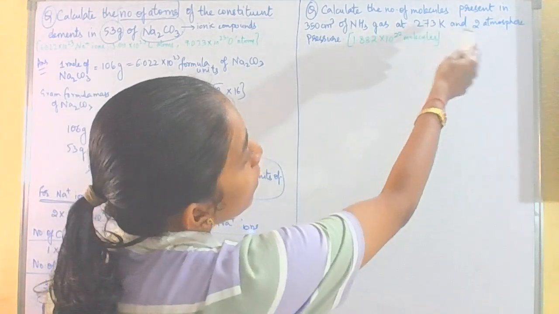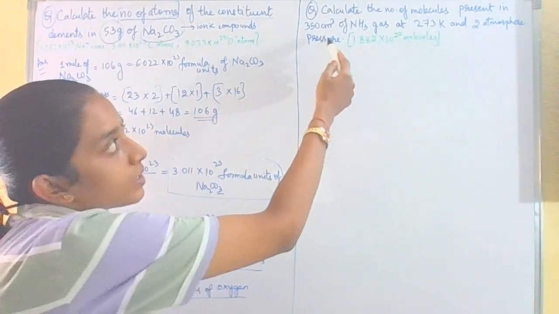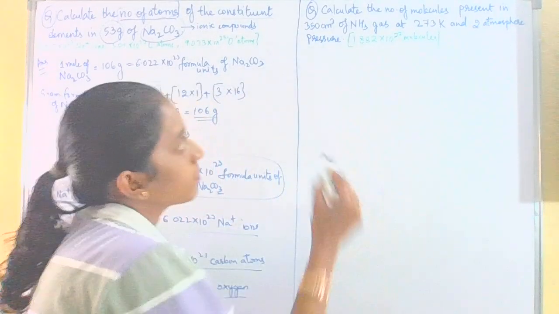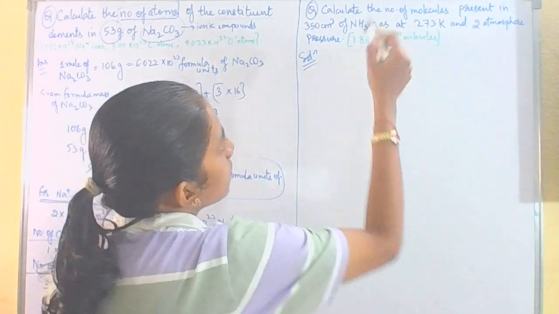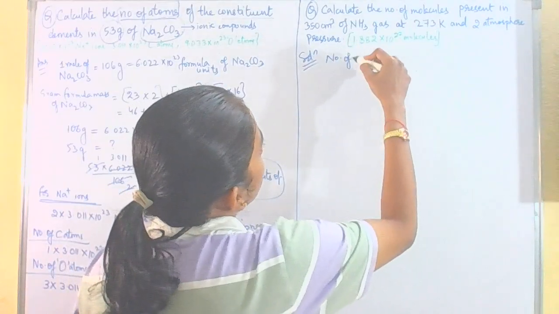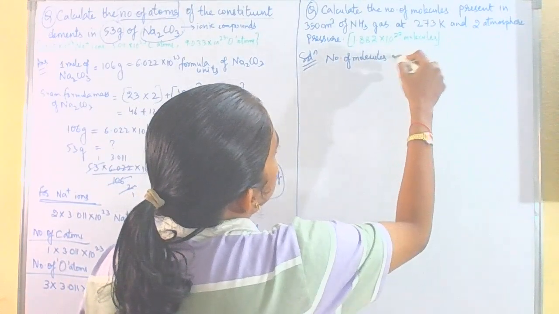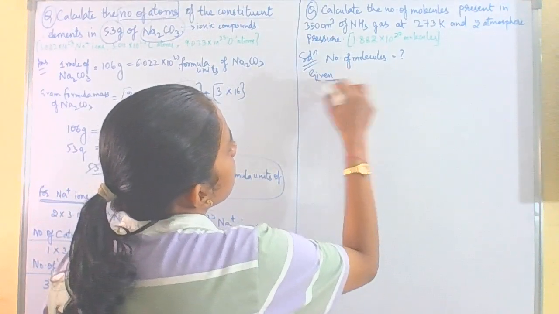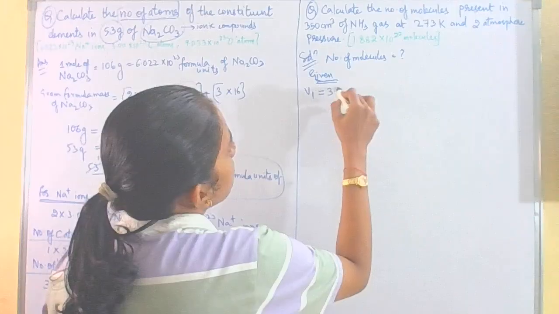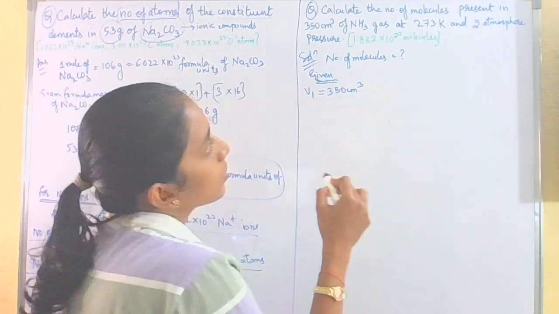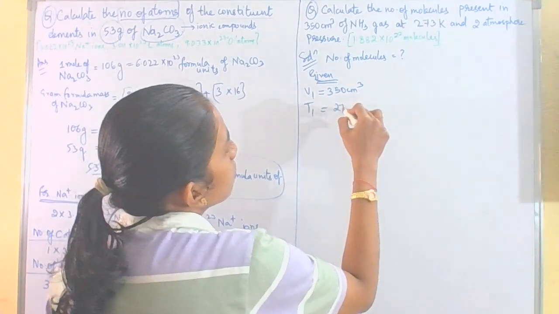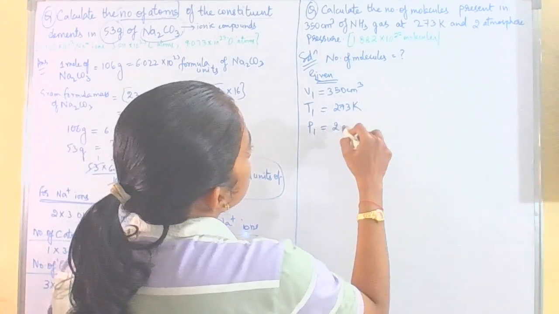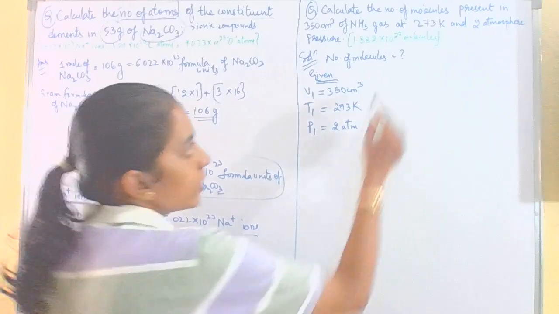Calculate the number of molecules present in 350 centimeter cube of ammonia gas at 273 Kelvin and 2 atmospheric pressure. First, we'll write whatever is given in the question. We have to find out the number of molecules. Given volume V1 is equal to 350 centimeter cube. Temperature T1 is equal to 273 Kelvin. Pressure P1 is equal to 2 atmospheric pressure. These are the given conditions.